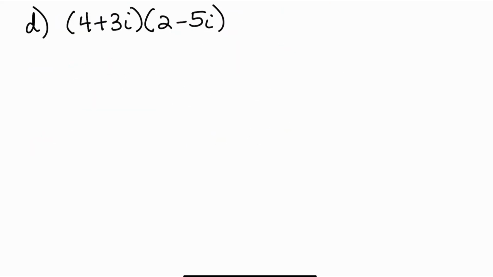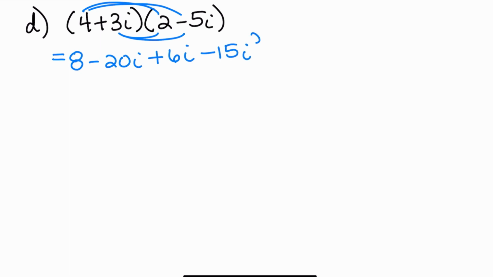Okay, so on your screen, we are still multiplying, but in this case, when we distribute, you have to be very careful. You're multiplying a complex number by another complex number, so take it a little bit at a time. Here, 4 times 2 is going to give me positive 8. 4 times negative 5i is negative 20i. 3i times 2 is 6i. And then here, 3i times negative 5i is negative 15i squared.